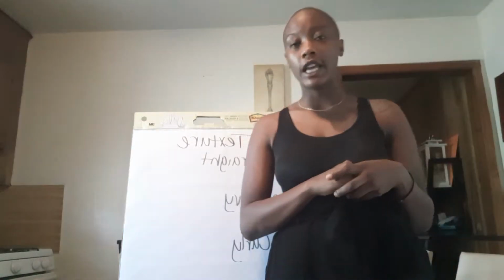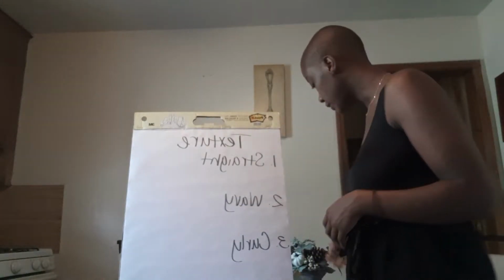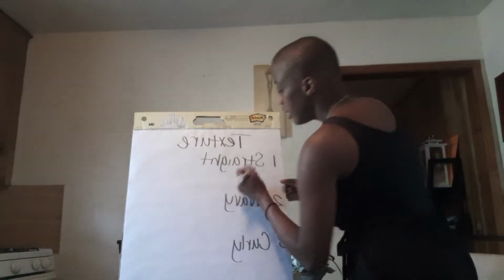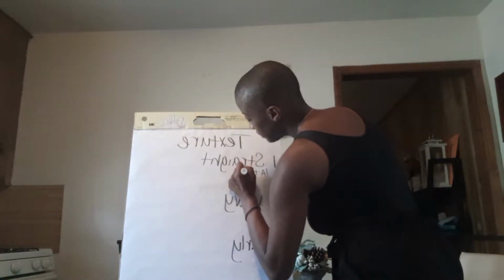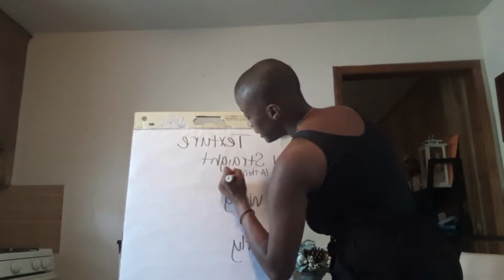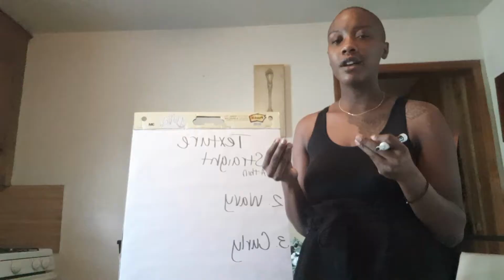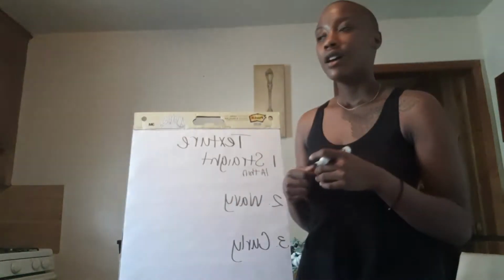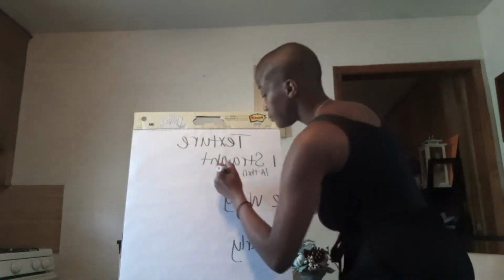Type 1A for straight hair is defined as very thin. I guess I could write this. 1A is thin and it doesn't have a lot of density. It's not very much bounce. It's very shiny.